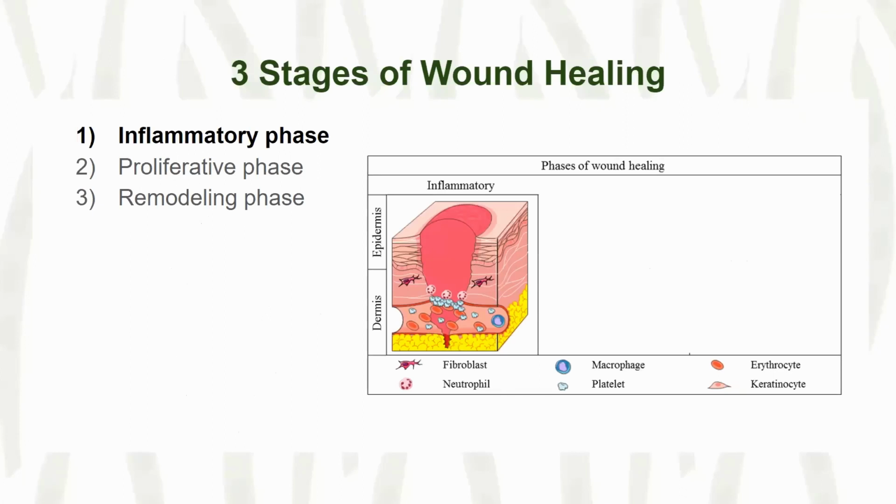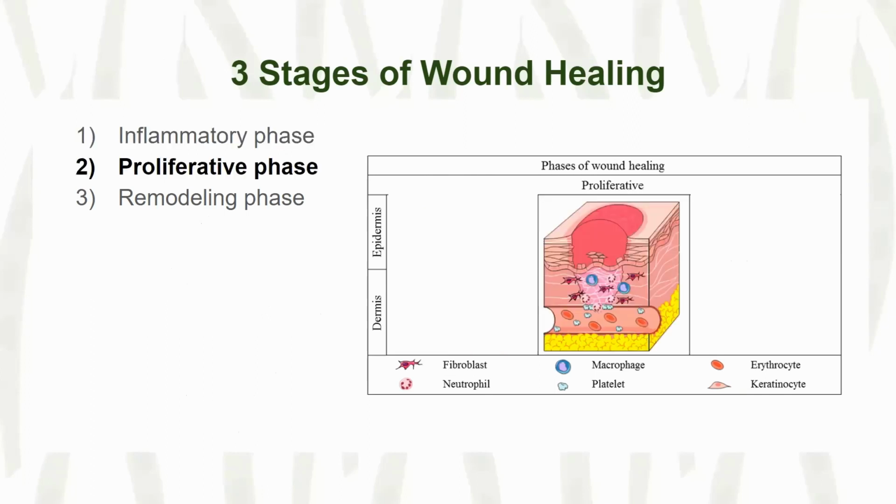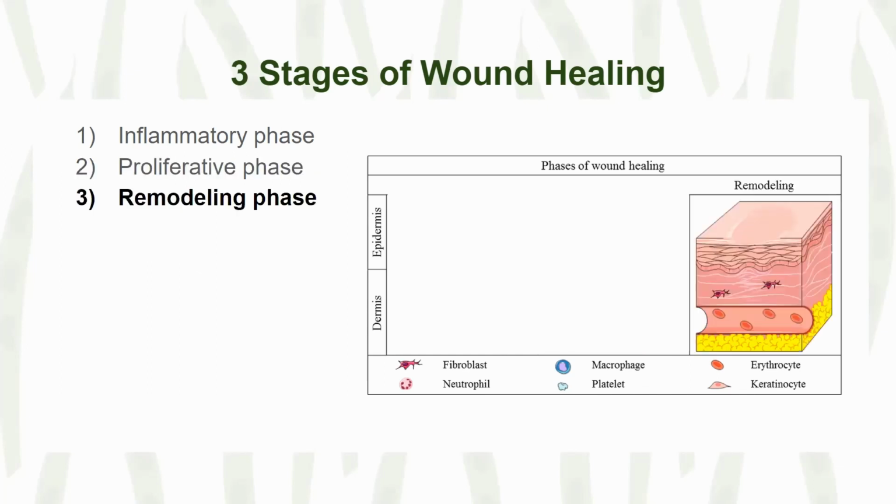1, an inflammatory phase where platelets are activated and cytokines, growth factors, and leukocytes migrate to the wound point. 2, a proliferative phase where there's an increase in the proliferation of keratinocytes, fibroblasts, and endothelial cells in the wound, leading to reepithelialization and granulation tissue formation. And finally, 3, a remodeling phase where new tissue gradually becomes stronger and more flexible.